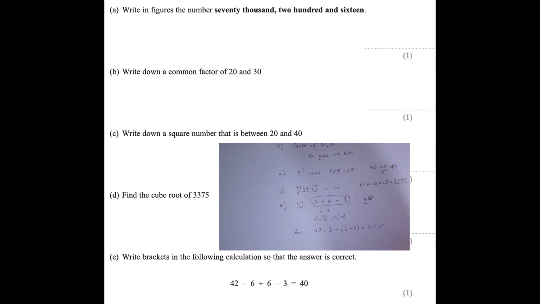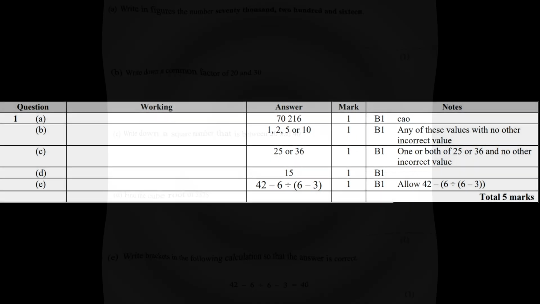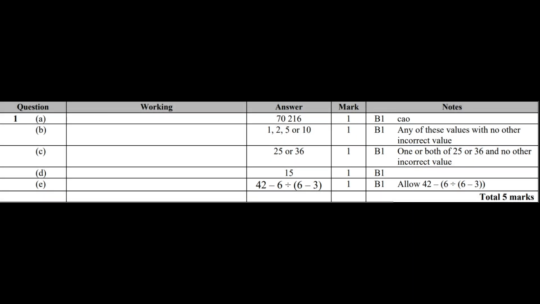Right, so now we've done that, let's have a look at the mark scheme. So there's 5 marks on offer, and let's see if we've got the right answers. So yes, we had a choice for that, and we chose 10. 25, 36, yeah, we said that. 15, yeah, and we got the brackets in the right place.